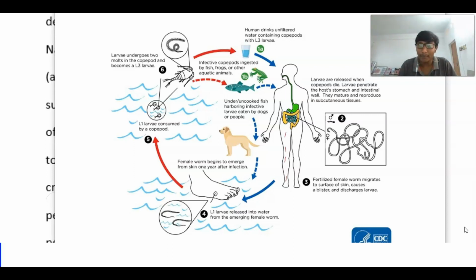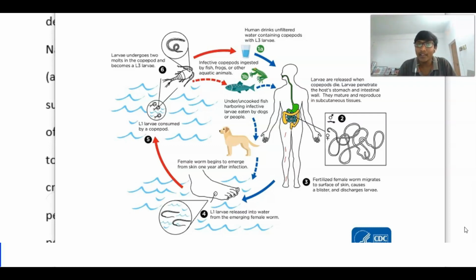Whenever the larva is coming out, when a person washes his feet in the water, or keeps the feet in the water to relieve the pain caused by the blister, the female worm present in the body is capable of releasing the larvae again.